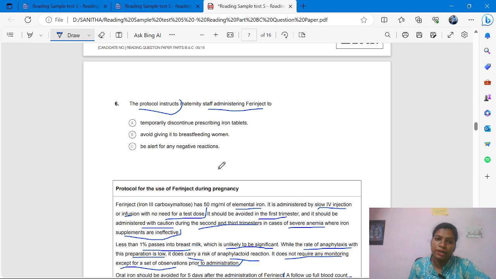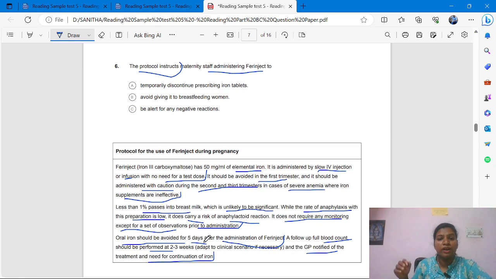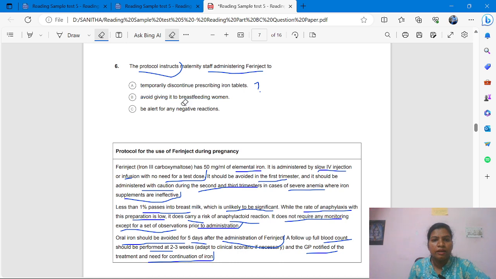Okay. Then we have to read the options. Temporarily discontinue prescribing iron tablets. Yes, it is saying oral iron should be avoided for 5 days after the administration. It is saying here correctly. Option B, avoid giving it to breastfeeding women, but it is not saying anything about that. It says less than 1% passes into breast milk, but it's not saying to avoid giving it to breastfeeding women.